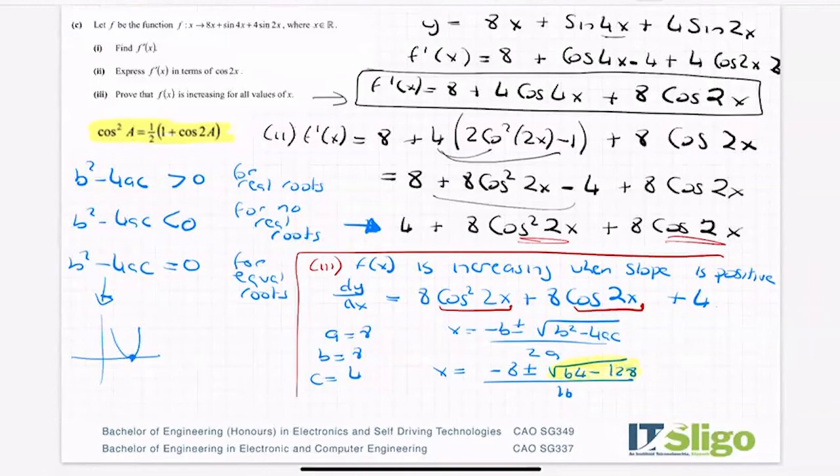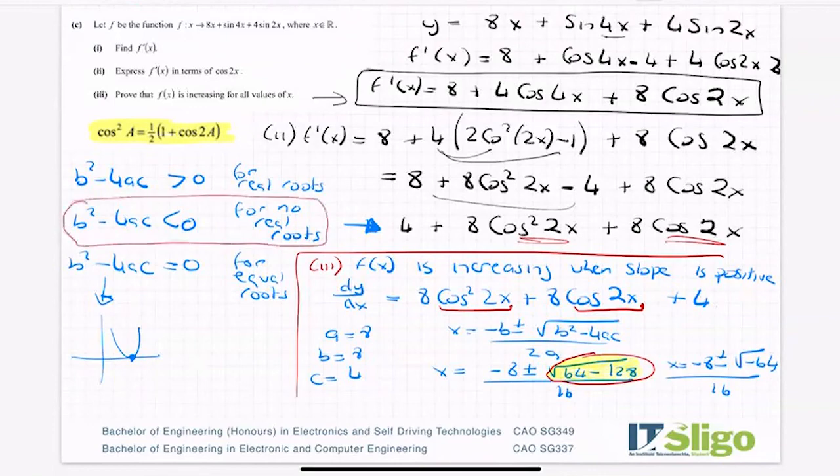Okay, now I got a negative number when I did this. Can you see that? 64 minus 128 is going to give me minus 8 plus or minus the square root of minus 64 all over 16. And I don't really care about the value minus 64. I just care that it's negative, which means my dy/dx, or my slope, has no real roots.